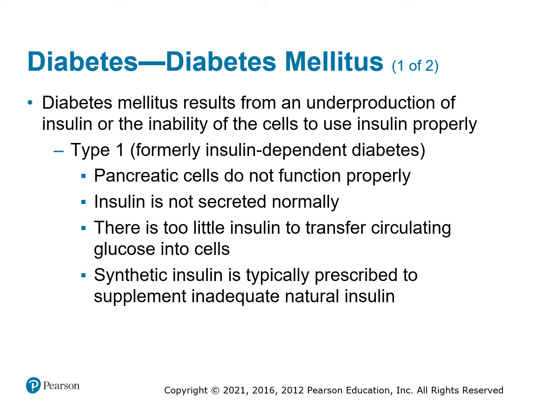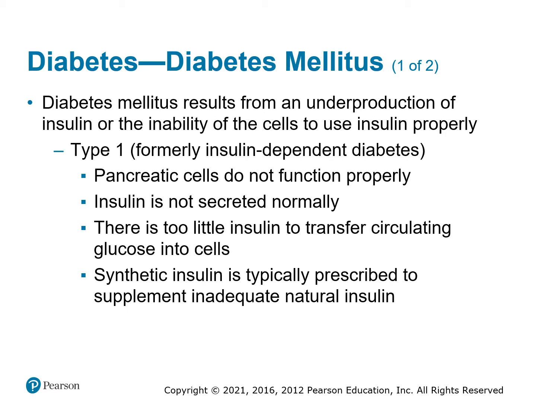In type 1, the pancreas does not produce insulin correctly, or it does not function correctly to create the insulin. If there is too little insulin to transfer the glucose into the cells, the blood glucose just kind of floats around in the blood. This is where we're going to get a significantly high blood sugar level. So they'll have tons of sugar, but it's just sitting in the bloodstream and not going into the cells.